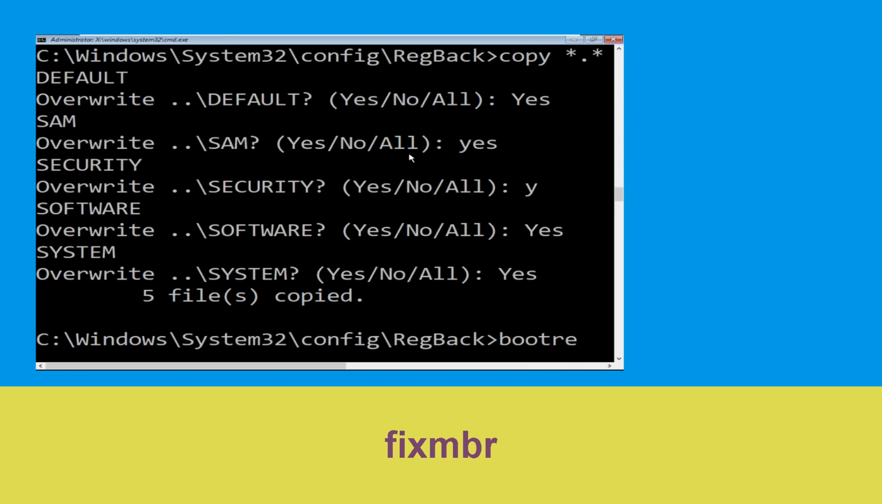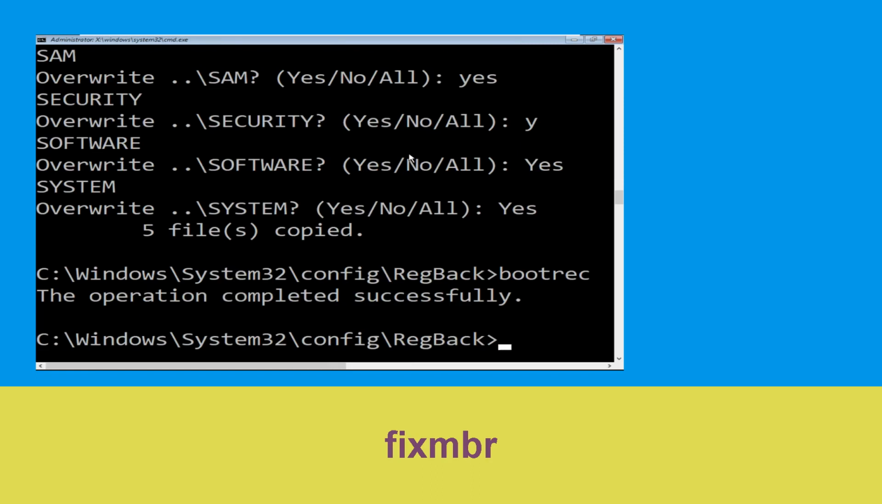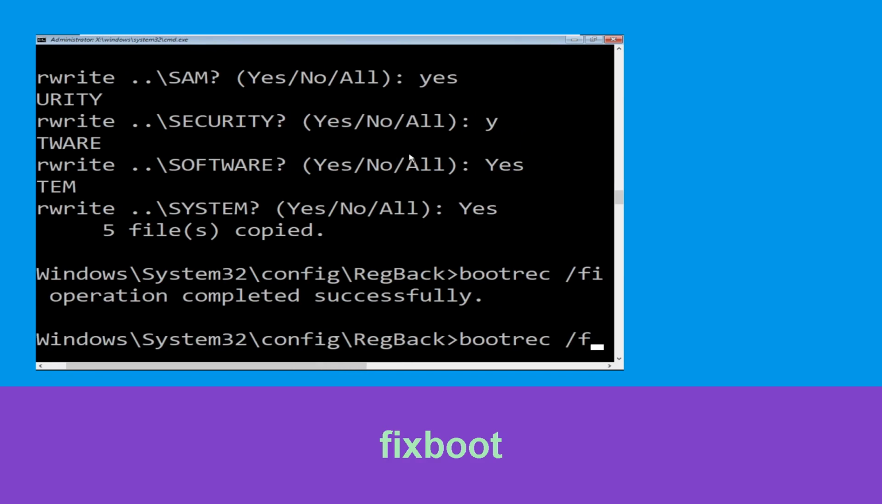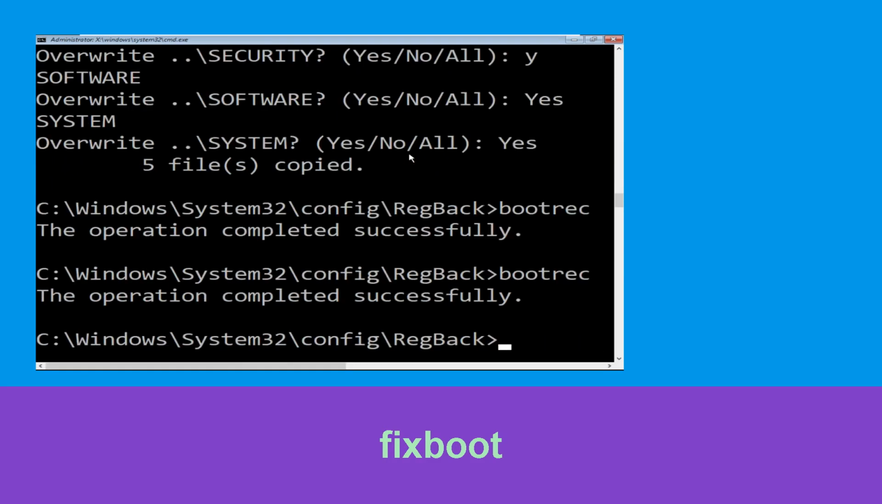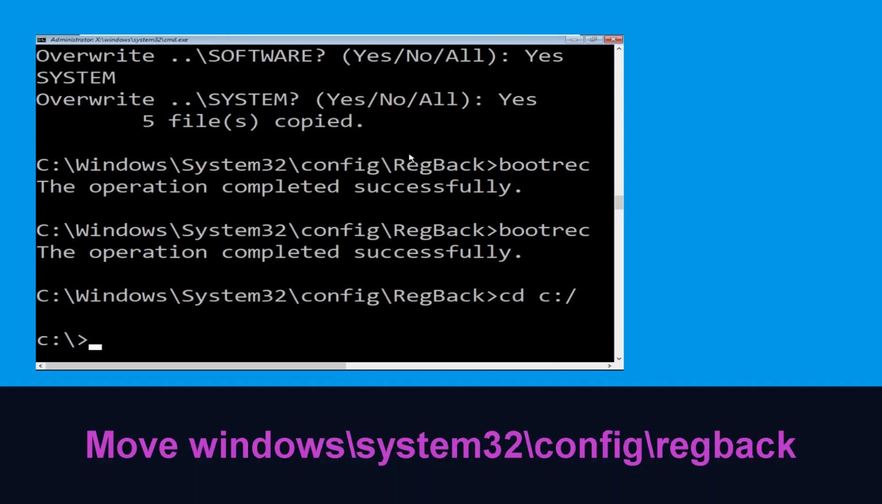Now type bootrec space /fixmbr and hit enter to execute the command. Now type bootrec space /fixboot and hit enter to execute. Now type cd space C: / and simply hit enter. Now type cd space Windows /system32 /config /regback and hit enter to execute.